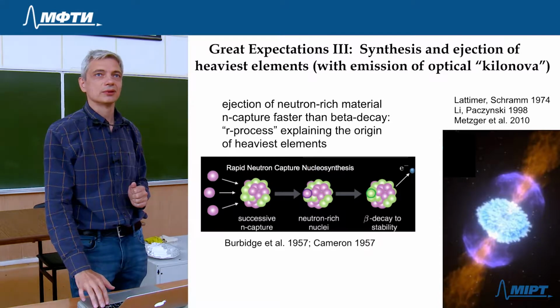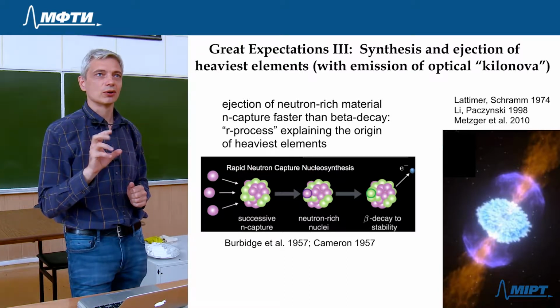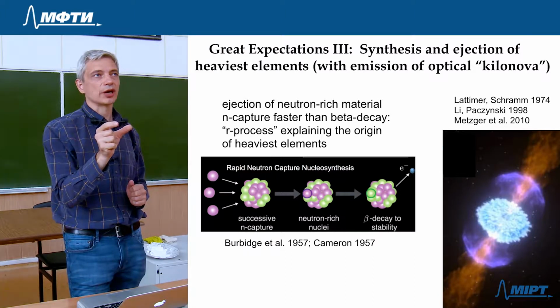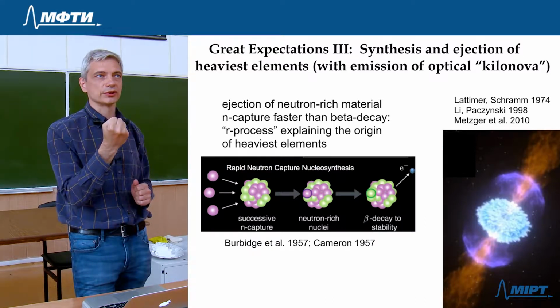There is the r-process that generates interesting elements like gold, uranium. And r means rapid. And rapid means that capture reactions proceed faster than beta decay. So neutrons are captured faster into nuclei than they decay.